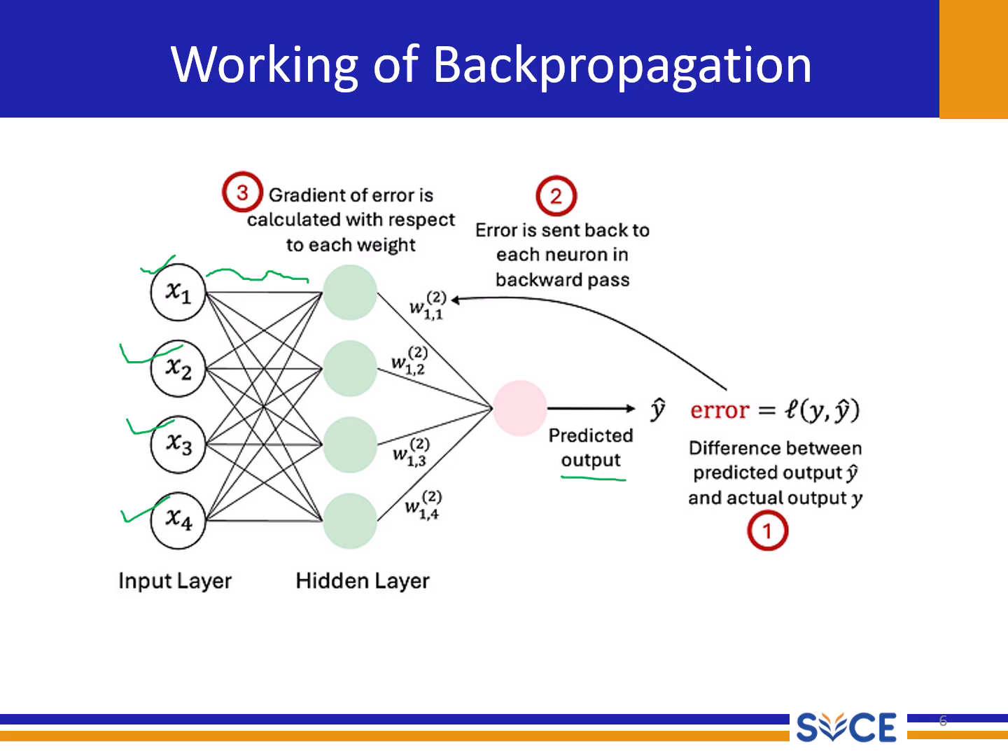So in the forward pass, the input is passed to the hidden layer and the function is applied to predict the output. Then this will compute the error between the predicted value and the actual output. Once the error is computed in the backward pass, this error is sent back to each neuron. The output error is sent to the hidden layer and from the hidden layer, the error is sent to the input layer. So here the gradient of the error is calculated with respect to each weight. This is how the backpropagation algorithm works.